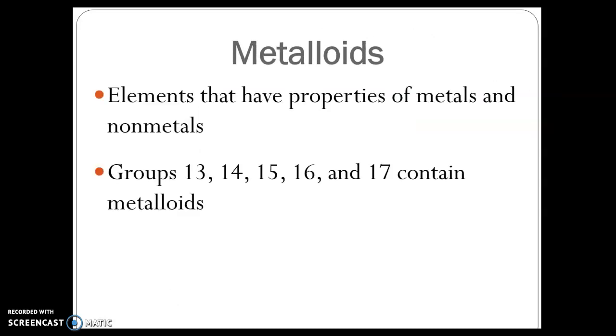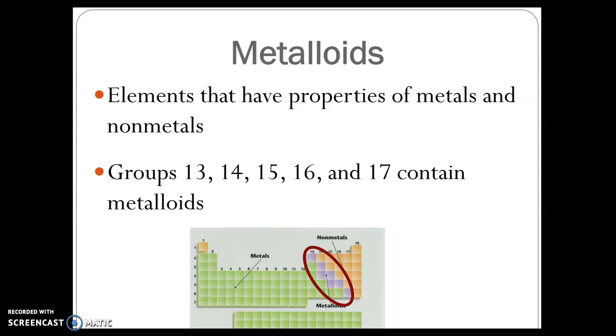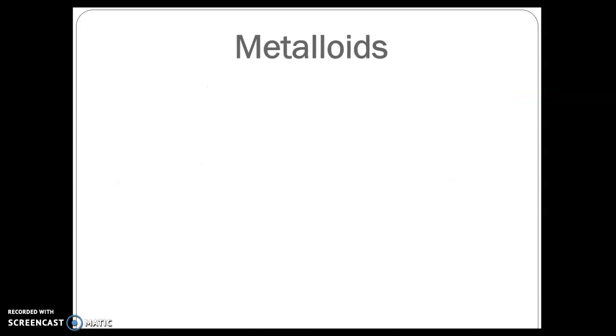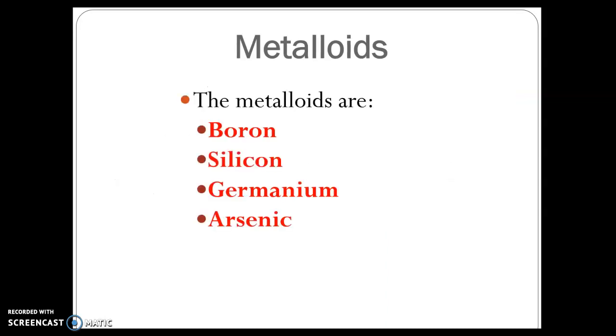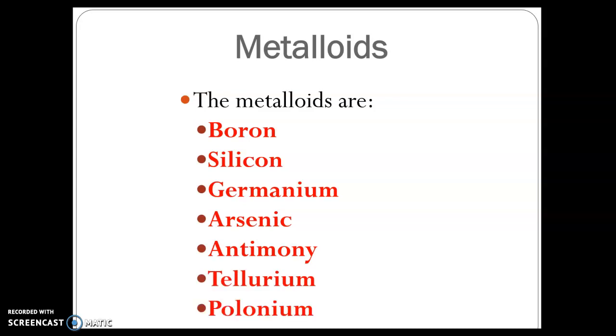Metalloids are elements that have properties of both metals and nonmetals. They are group 3, 4, 5, 6, and 7. Some of them are in each of those groups, right? Or 13, 14, 15, 16, 17. So it goes diagonally, as you can see in that picture. The metalloids are boron, silicon. I'll pause here so you can write.